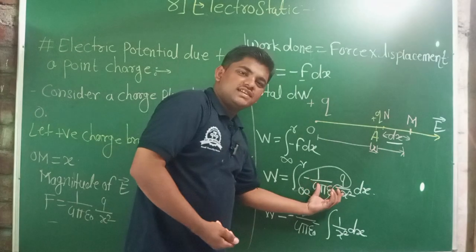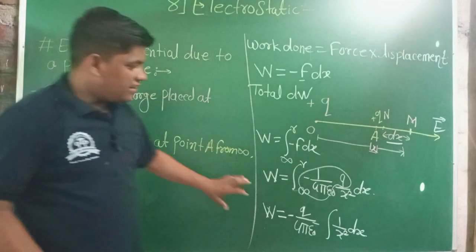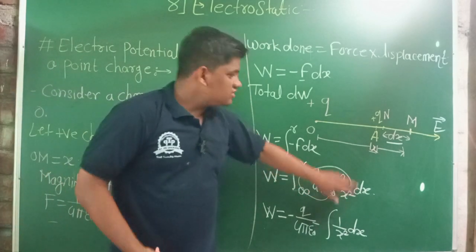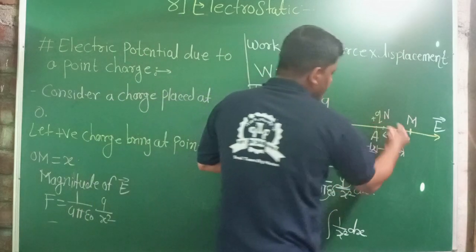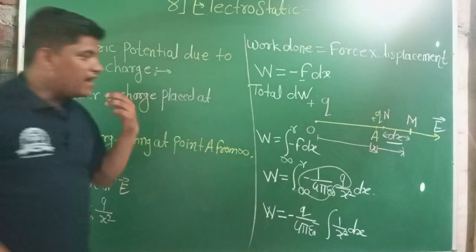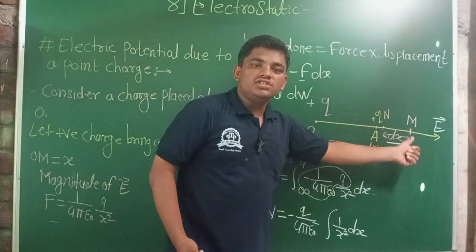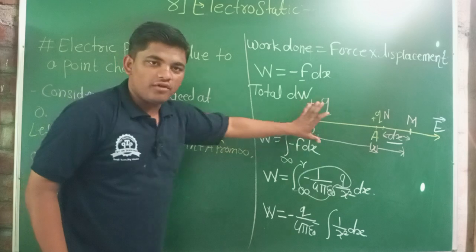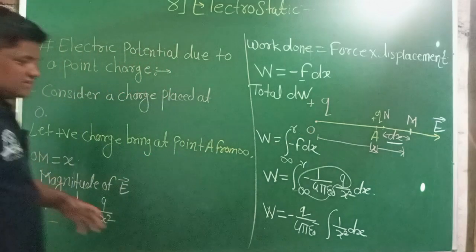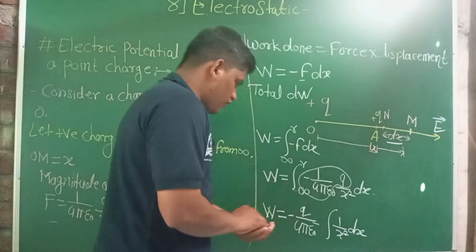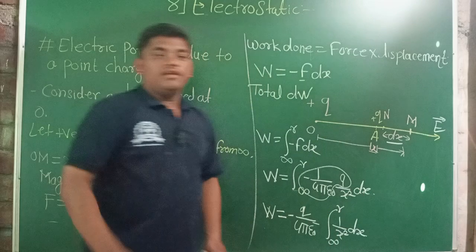All such things are constant. Due to this, the constant must be taken outside, and the remaining is only x. x is the only variable because the unit charge changes its position, and if it changes its position, the distance between its position and the origin of the positive charge changes. For these reasons, we take the integration of only 1 upon x square. The limit of integration is infinity to r.